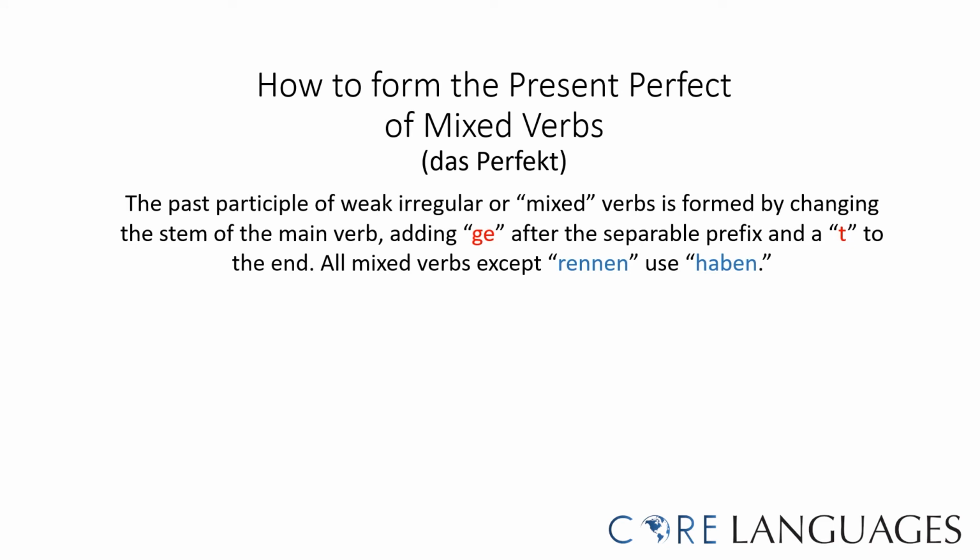Separable prefix verbs can also be mixed verbs. Mixed verbs are verbs that have a vowel or spelling change in their stem when conjugated in different tenses. This is something they have in common with irregular verbs, but unlike irregular verbs, mixed verbs do not add en to the end of their past participle, but they add the letter t, which is something they have in common with regular verbs. All mixed verbs except rennen, to run, form the present perfect with haben.